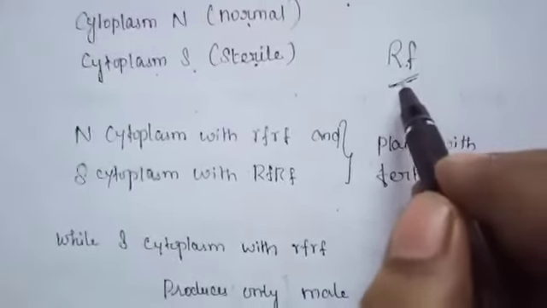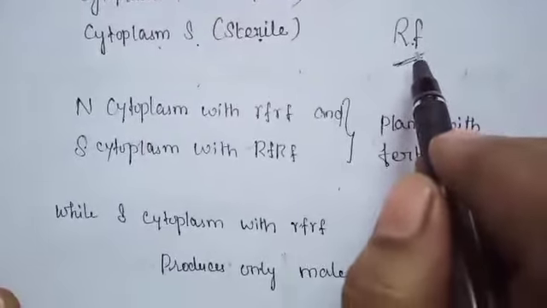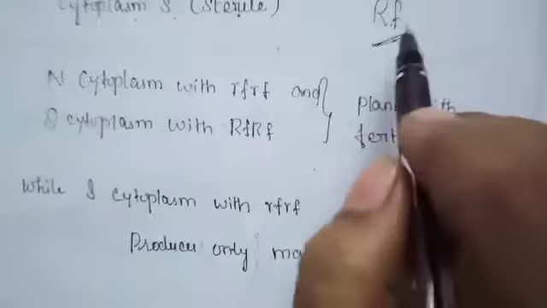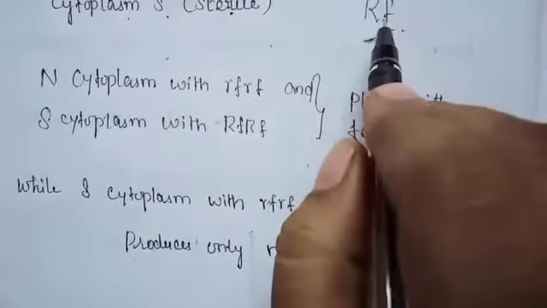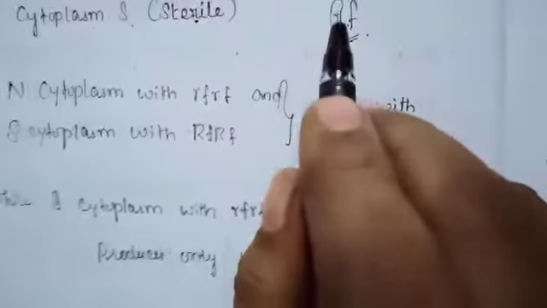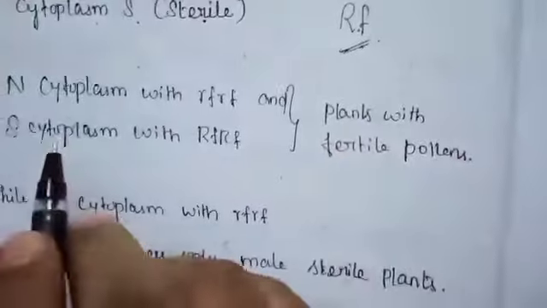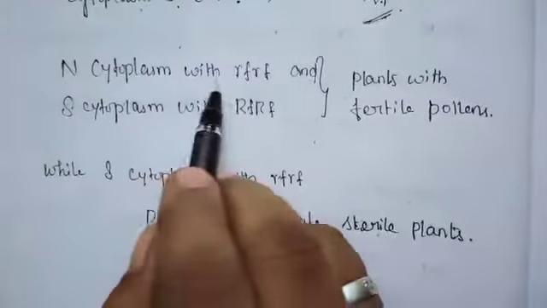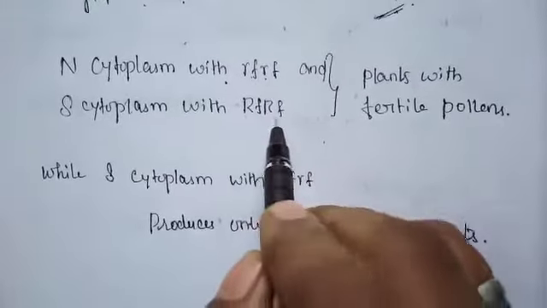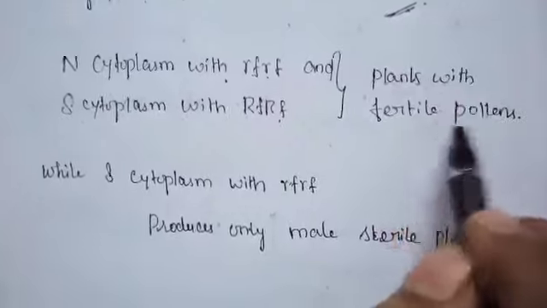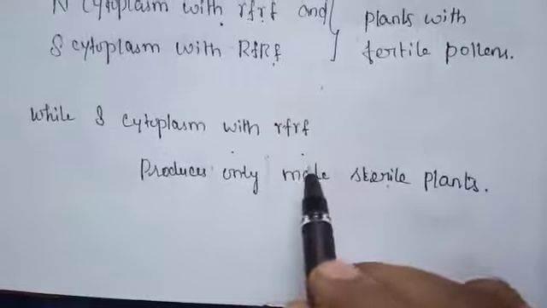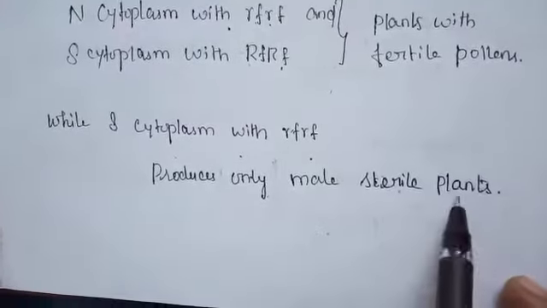Even though these are nuclear genes, Rf genes do not have any expression of their own unless the sterile cytoplasm is present. Rf genes are required to restore fertility in S cytoplasm, which is responsible for sterility. So the combination of N cytoplasm with small rf and S cytoplasm with capital Rf produces plants with fertile pollen, while S cytoplasm with small rf produces only male sterile plants.